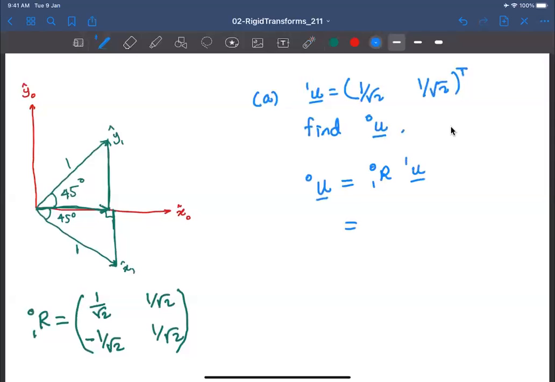So this equals, I can take the 1 over root 2 outside of the matrix so that it becomes easier for me to write. So this is 1, and then minus 1. The 1 over root 2 is taken outside of the matrix as a common factor because it appears in all the elements. So in the first column, I have 1 and minus 1, multiplied by 1 over root 2 outside the matrix. And then the second column is going to be 1 and 1, also multiplied by the 1 over root 2.